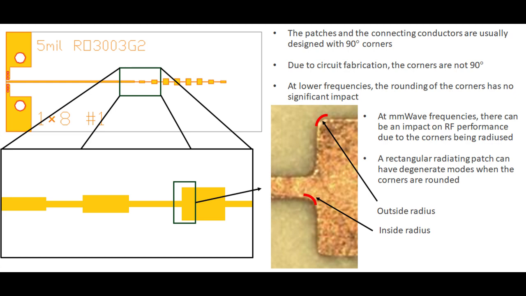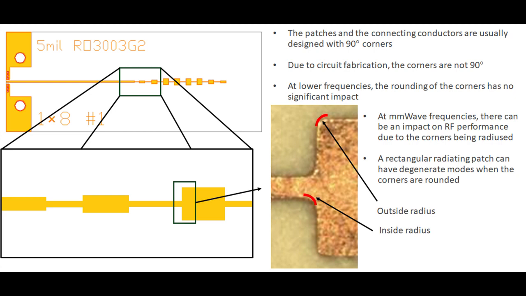However, if you actually look at a circuit that's built with the same design, you do not get sharp corners, and I'm showing that zoomed in a little closer. You actually get a radius there, and at lower frequencies that radius, as opposed to a square sharp corner, really isn't going to make much difference. At millimeter wave though, that radius can make a difference.